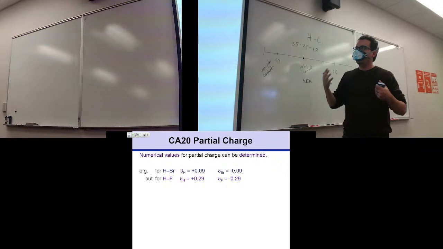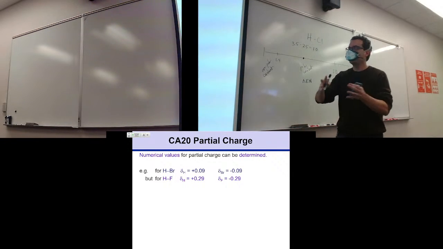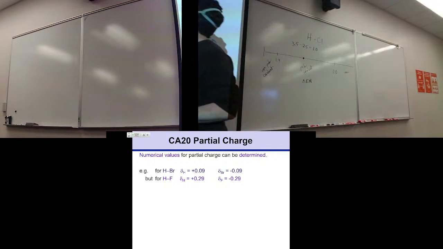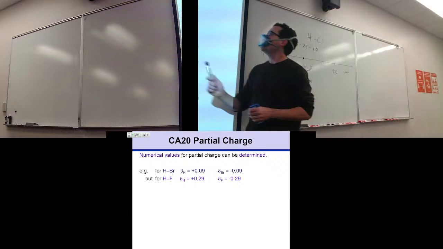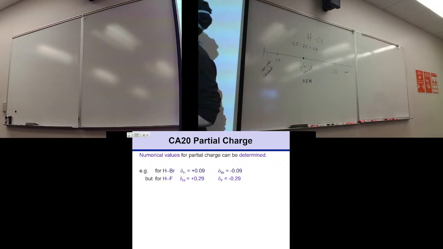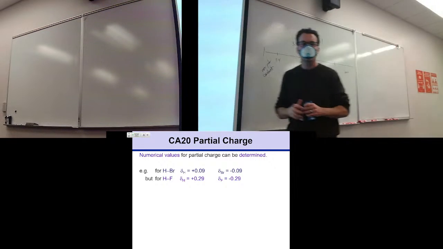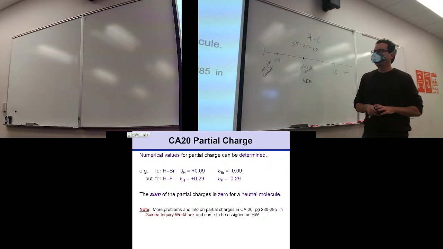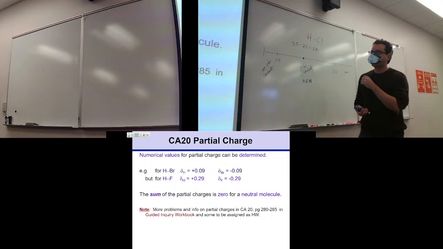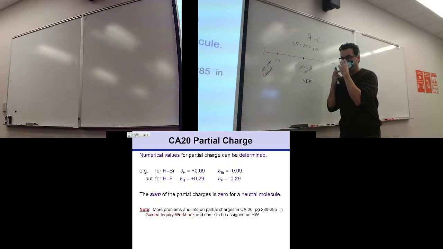So there's a very big imbalance of electron density in HF. The electrons are hanging around the fluorine more, because it's more negative on the fluorine. And yes, they're hanging around the bromine a little bit more than the hydrogen in HBr, but not as much as on fluorine. Not as negative. So all of the partial charges should add up to 0 for a neutral molecule.